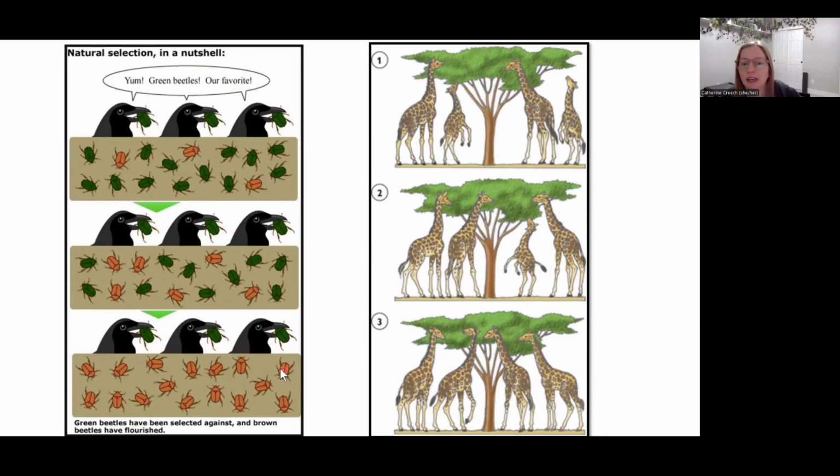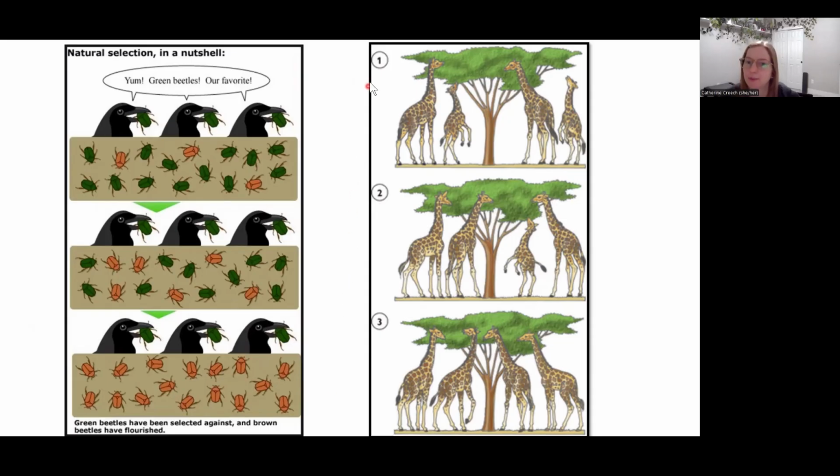So over the course of several generations, we will have a population that's mostly orange because selection has chosen that green is not a benefit. Selection has chosen that being any color except green is a benefit. So the birds are acting as the force of natural selection, and the fitness here is not being green.